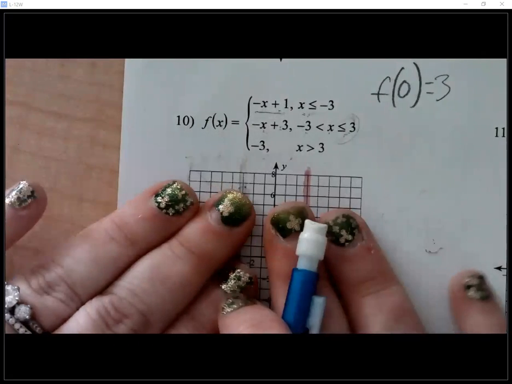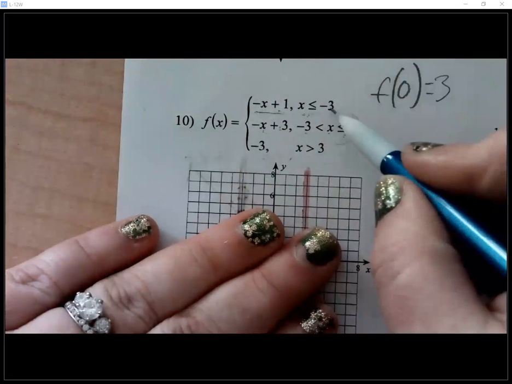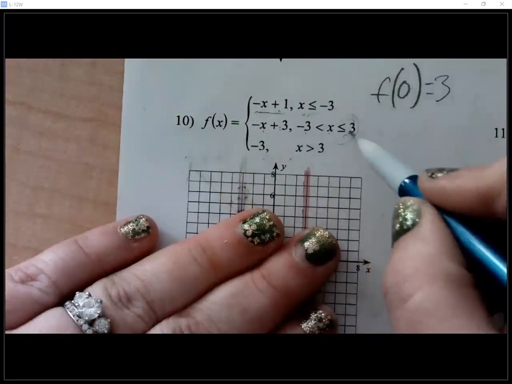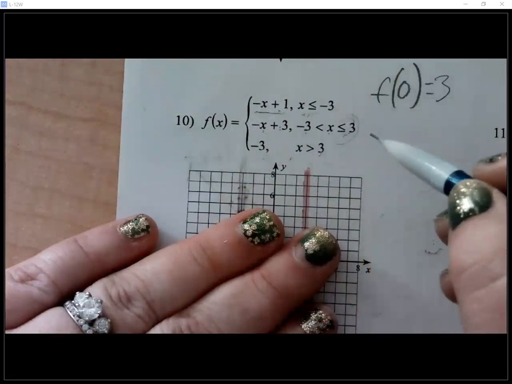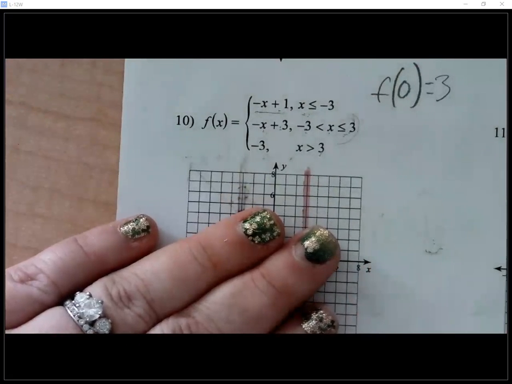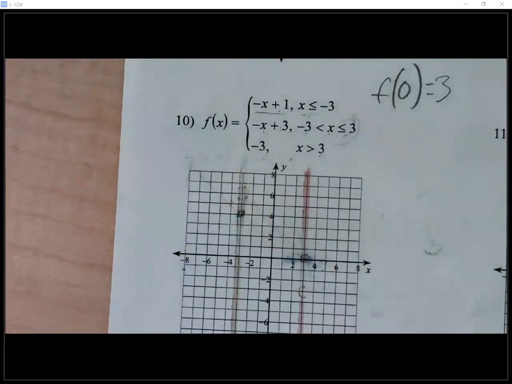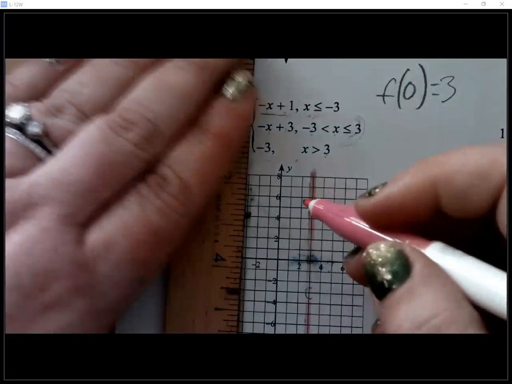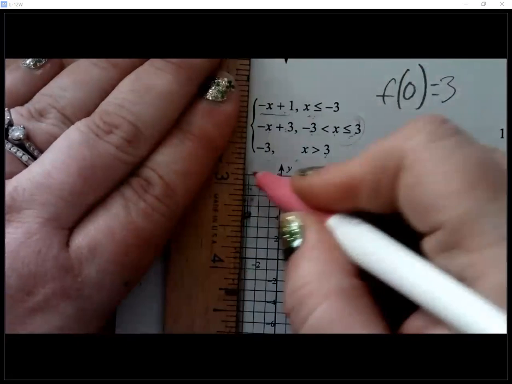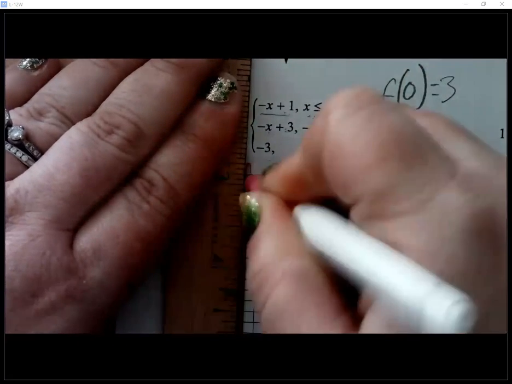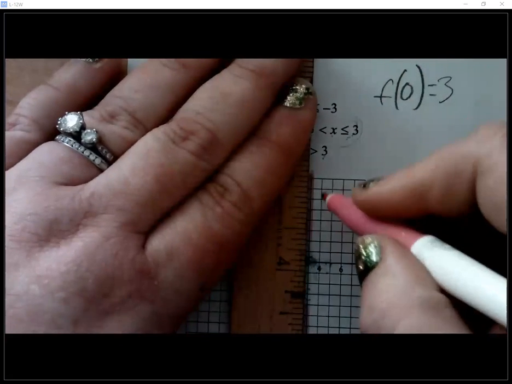First, I'm looking here and I'm saying, oh, this graph splits at -3 and at +3. So the first thing I'm going to do is I'm going to put vertical lines at -3 and +3. -3, put a nice old line there. +3, come over here. There we go.